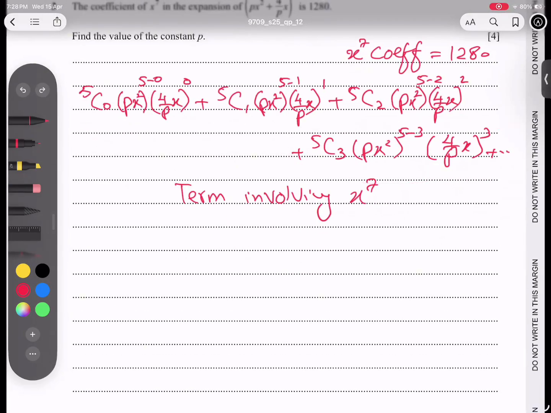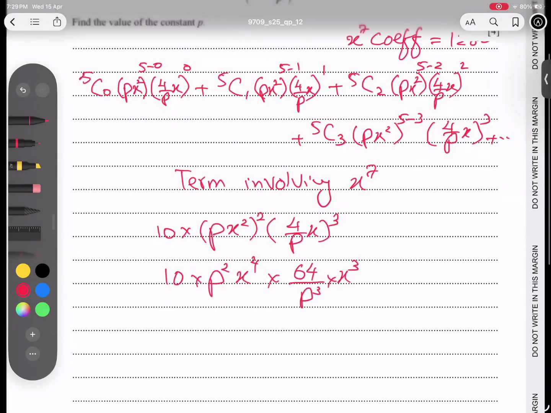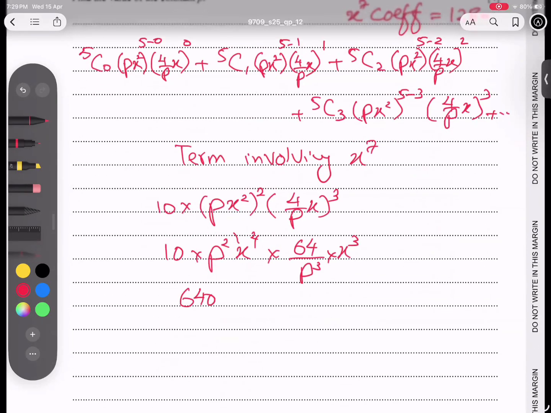So 5C3 is giving us 10. Okay, let me write one by one, otherwise there's a lot of chance of mistake. So 10 comes from 5C3. This power 2 goes on p and goes separate. So I got p to power 2 and x to power 4. And 4 to power 3 is 64. Here p to power 3 and x to power 3. And finally, I got 640, this p square, here p cube. And this will cancel out, 1p left only. I got 640 over p times x to power 7.